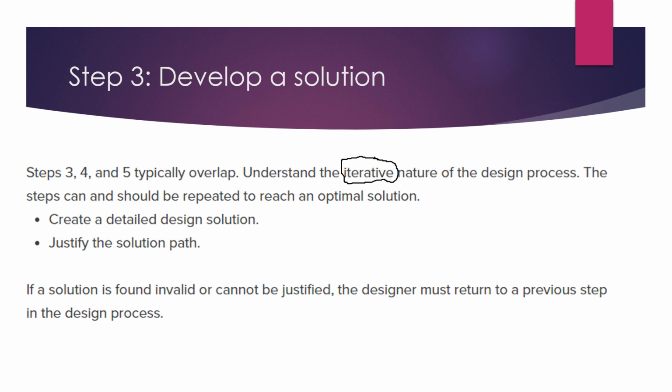If a solution is found invalid or cannot be justified, the designer must return to the previous step in the design process. So this would happen if you picked a design solution and started to flesh it out, and then you realize you don't have all the materials you need to pursue that solution. You thought you did, but you don't. Now you have to go back to step 2, and you have to go back to that bank of concepts that you have. Iterative means a repeated process.